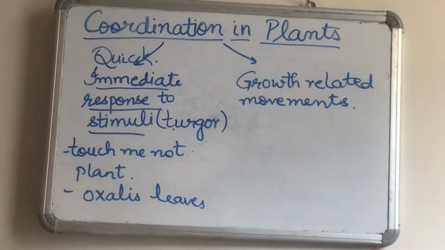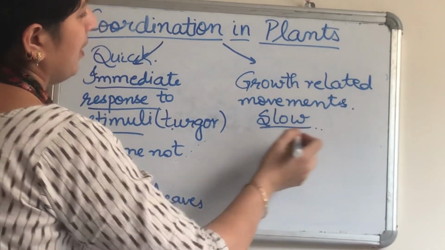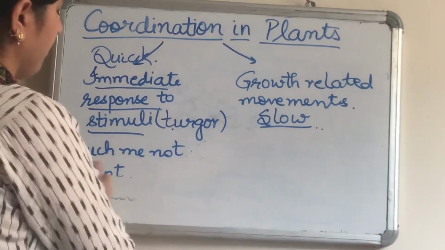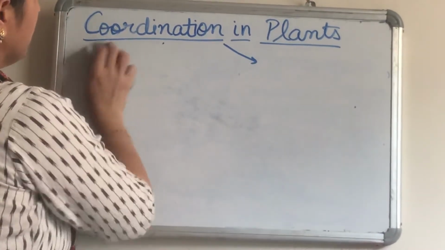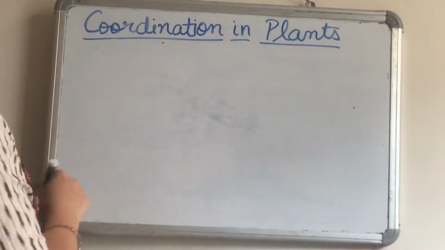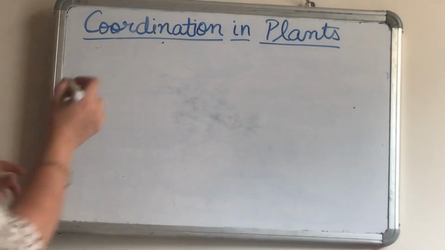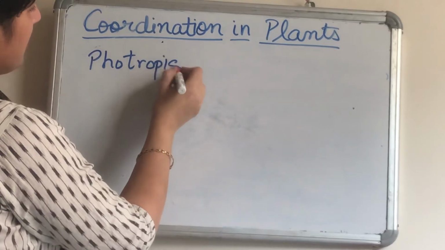Okay. Now if I talk about growth related movement, these are very slow as compared to immediate response to stimuli. Growth related movements are very slow, and you can also classify these growth related movements separately. Now we will discuss growth related movements one by one. First is your phototropism. These growth related movements are also known as tropic movements.